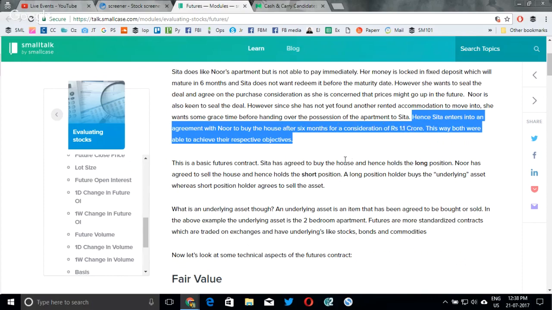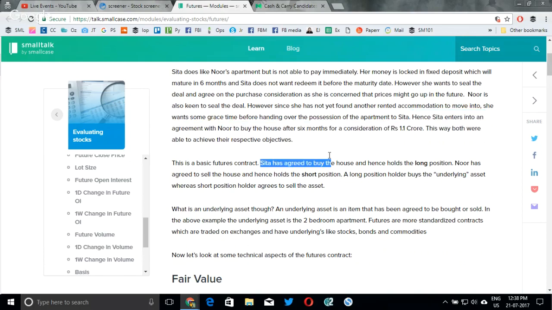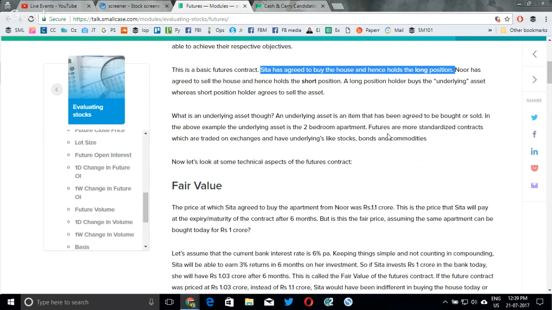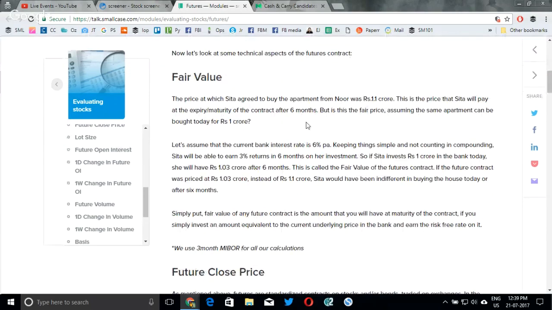So basically, Sita has agreed to buy the house and hence holds the long position. Noor has agreed to sell the house and hence holds the short position. And the future price at the expiry that they have agreed to exchange is 1.1 crore rupees. Now let's directly jump to the fair value and understand what do we mean by this.